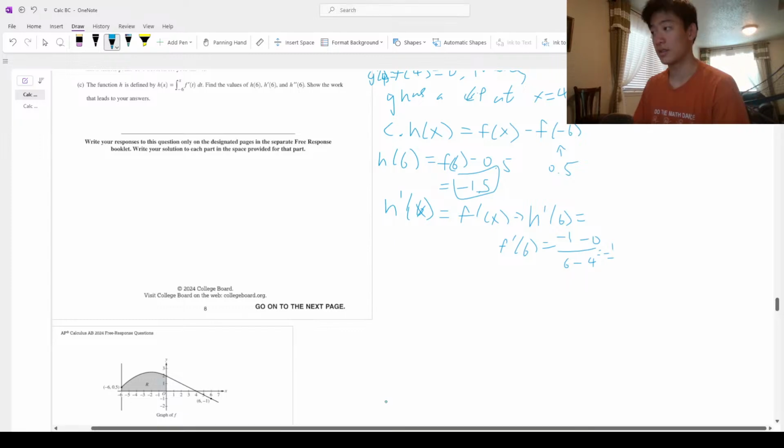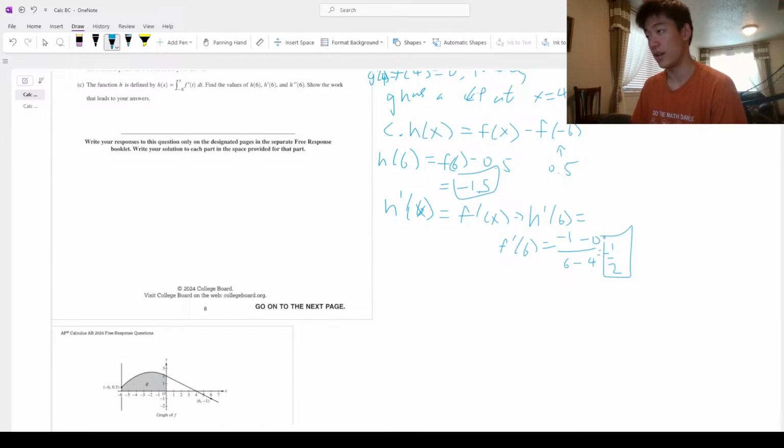Let's keep on going. Yeah, f prime of 6 is negative 1/2. It's just the slope. Okay, so now finally, we want h double prime of 6. This equals f double prime of 6.